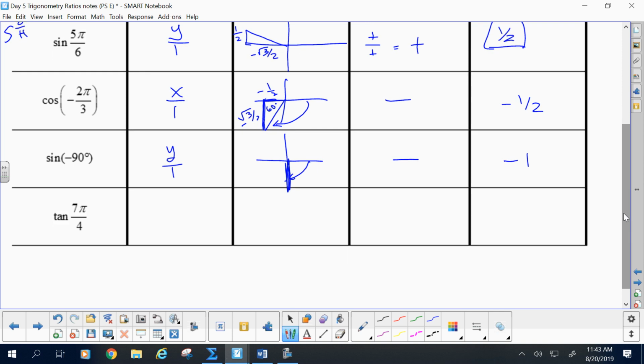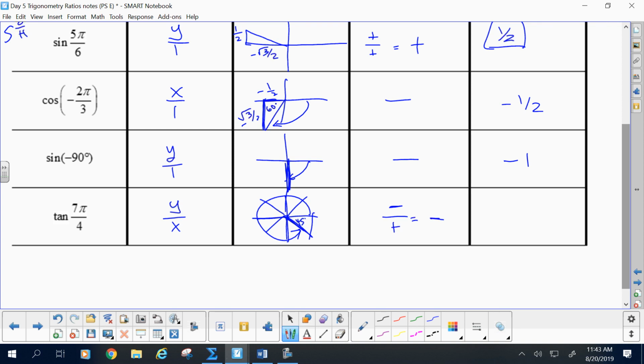Tangent is opposite over adjacent, or y over x. 7 pi over 4. What's every pi over 4? What kind of angle? 45. So if I go 1, 2, 3, 4, 5, 6, 7, it puts me all the way over there in the fourth quadrant. In that quadrant, what's the sign of y, what's the sign of x? Y is negative, x is positive, so overall sign is negative.